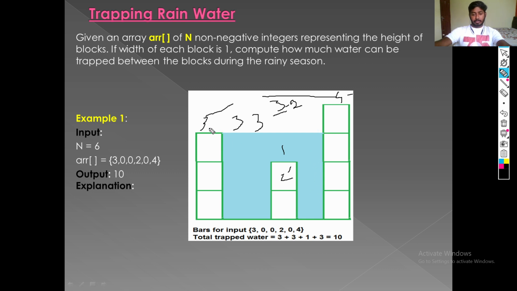Likewise, we have to do the same process, 3 and 4, and subtract the current block height, which is 0. 3 minus 0 gives the value of 3. So we can see the water storage capacity here is 3. Yes guys, this is a simple concept we can understand. I will give you some more test cases to help you understand it better.